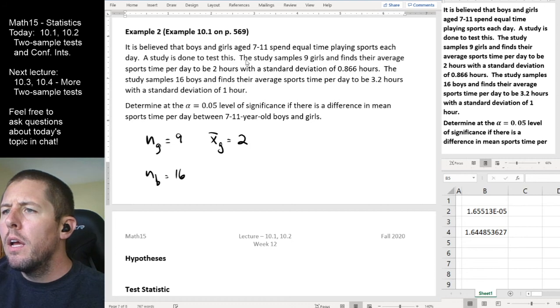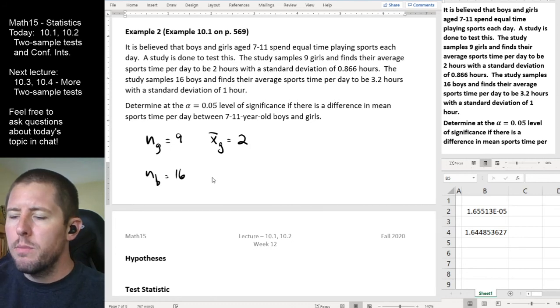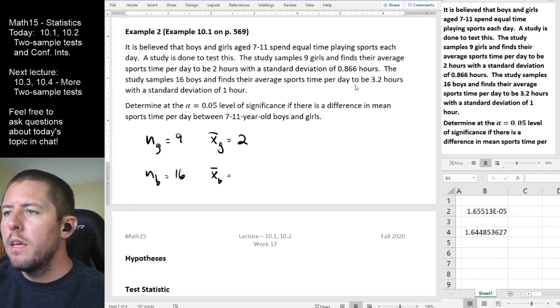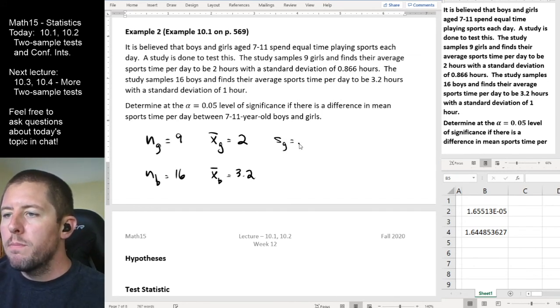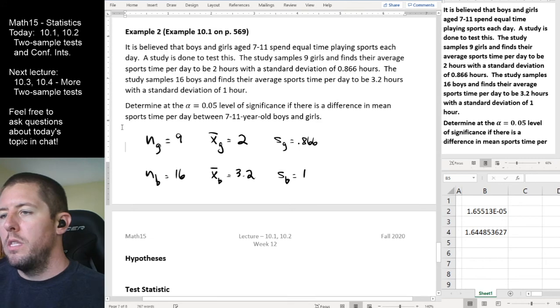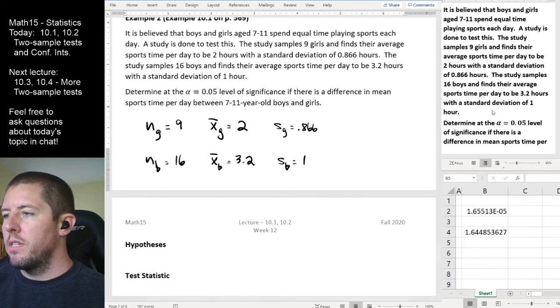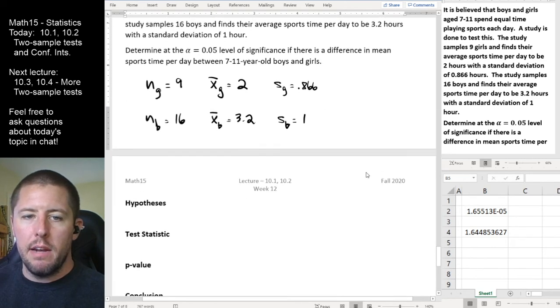Oh, wait. 9 girls. Oh, yeah, 2 hours per day. And our sample size for boys is going to be 3.2 hours per day. Our standard deviation for the sample of girls that we saw was 0.866 hours. Our sample standard deviation for the boys that we sampled was exactly 1 right there. So here's the information that we'll need to compute all of our things of interest. We'll come back to reference that information.